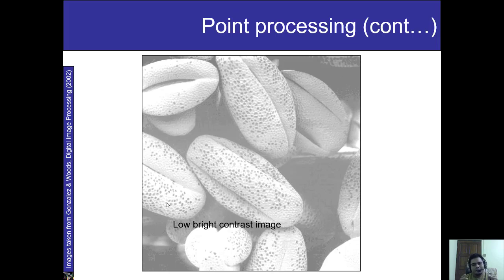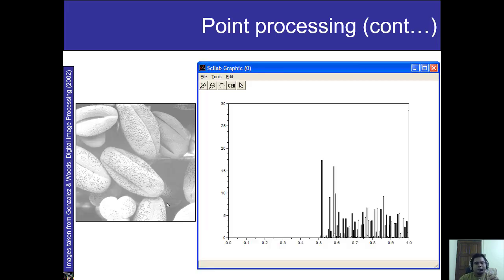So if you plot the histogram of this image, you will see this is the histogram of the image, where again, this one is 0 to 255, and if you put the half there, it should be 128. You can see the histogram occupies only this part.